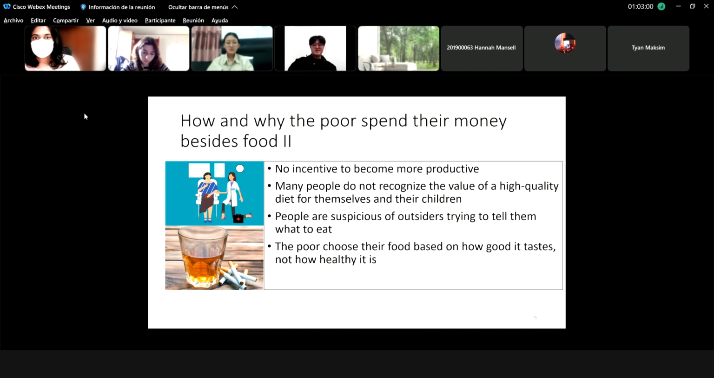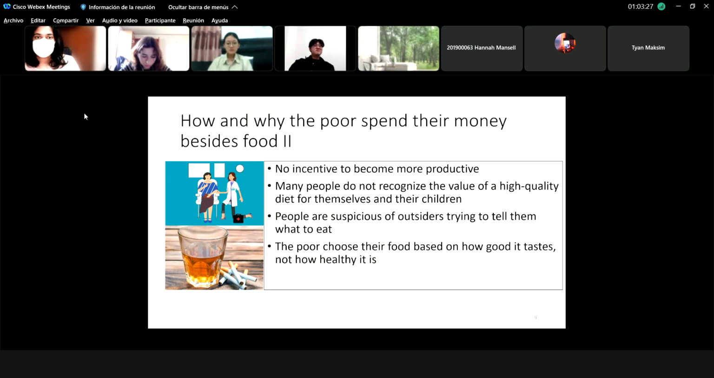they choose their food based on how good it tastes and not how healthy it is, and that's also why they spend huge amounts on alcohol and tobacco, which is addictive and tastes good, but basically isn't healthy. Other reasons for why they still do not spend their money on the right quality and quantity of food is that they have no incentive to become more productive. If you're at the bottom and you have no long-term view for a better future, you might even not want to try it.